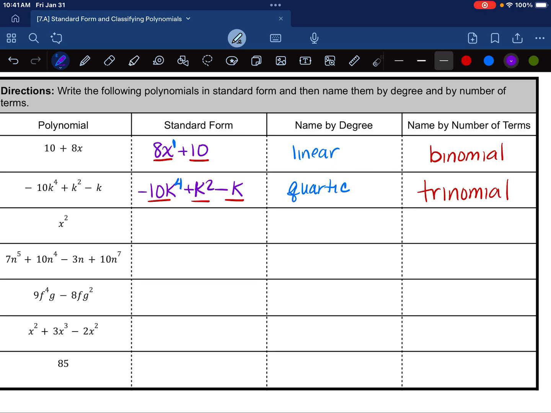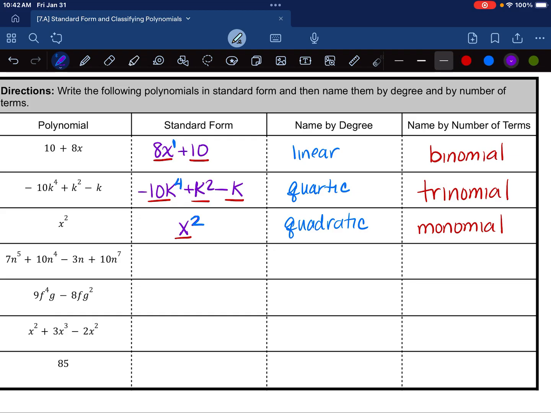All right, x squared is just a single term. It's already in standard form. Okay, so when something is squared, we call it quadratic. Remember, these are 2 different words. They're not the same thing. Then there's only a single term, which makes it a monomial.